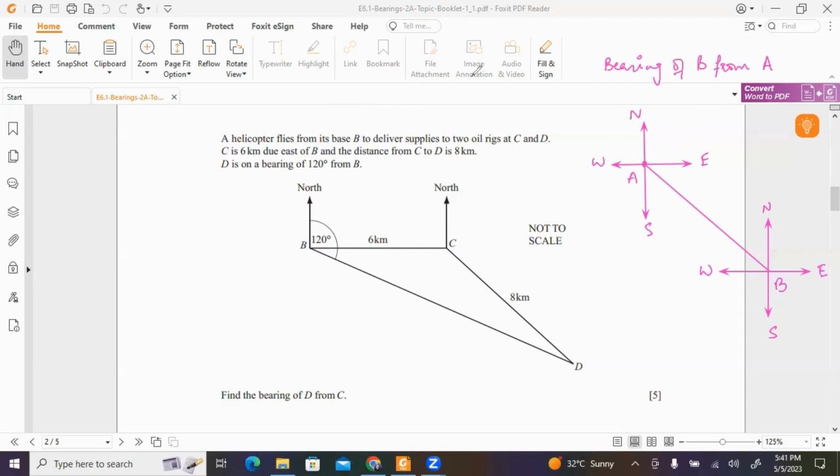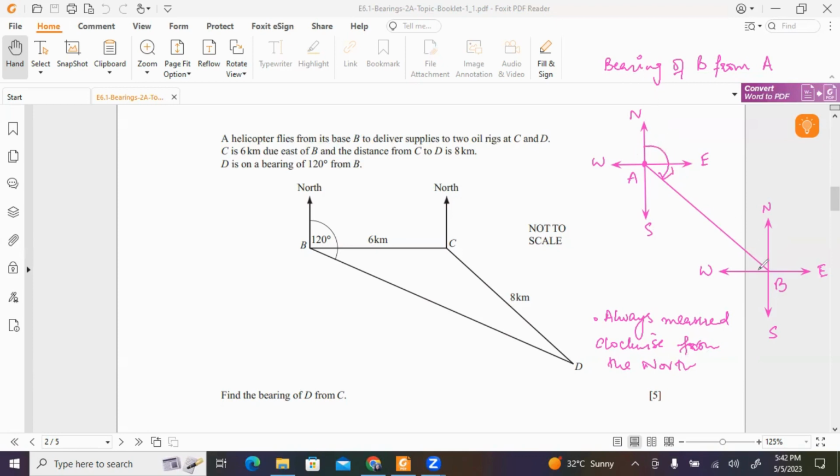Now you need to remember that the bearing is always measured clockwise from the north. We will go in the clockwise direction from north. So that means when we start from the north at A, this is the angle that we're focusing on.